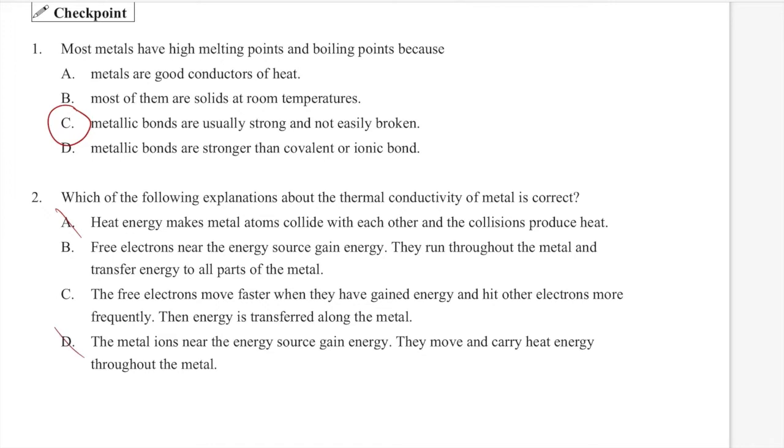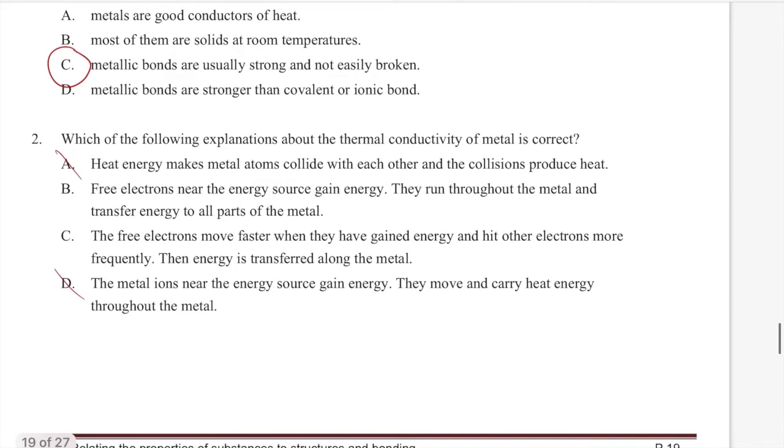Okay, and then for B and C, what's the difference between B and C? Okay, B is saying free electrons near the energy source gain energy. They run throughout the metal and transfer energy to all parts of the metal. Okay, so first of all, one thing I want you to modify on your notes is that we never use free electron. Okay, it should be mobile electron. Okay, and then what's the difference between B and C?